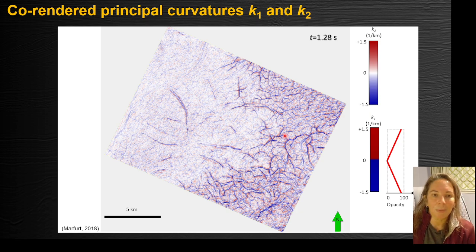And so what's really common is to co-render both of these at the same time so that you get the positive and the negative. And what's interesting is that a lot of times in channel systems you can see the axis of the channels and then the levees on either side of it when you do the co-rendering.